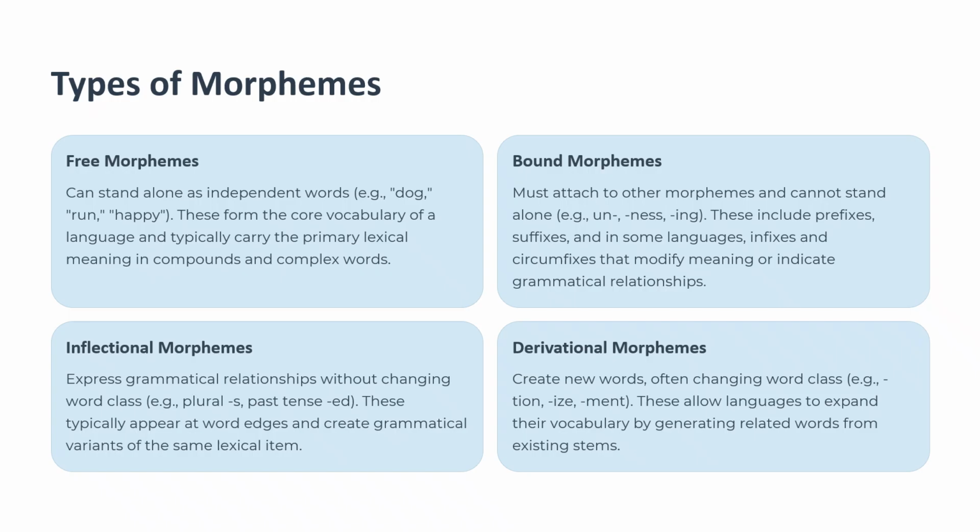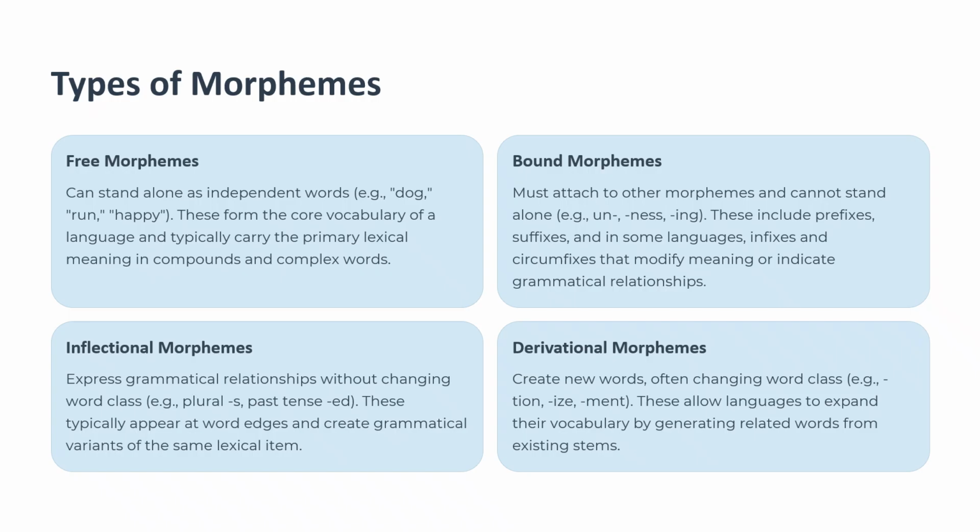Inflectional morphemes express grammatical relationships without changing word class, like plural s, past tense ed. These typically appear at word edges and create grammatical variants of the same lexical item.